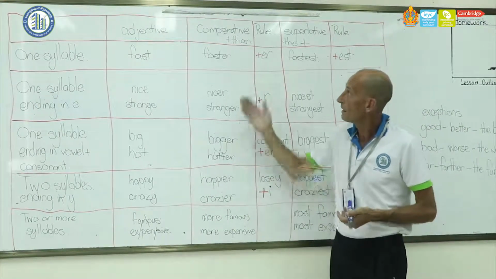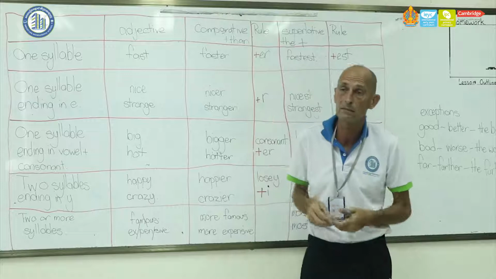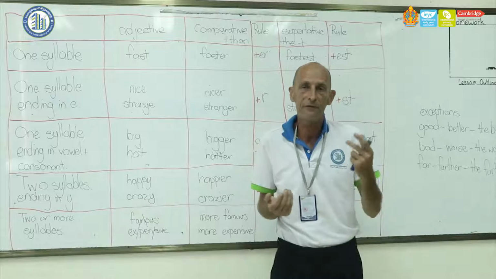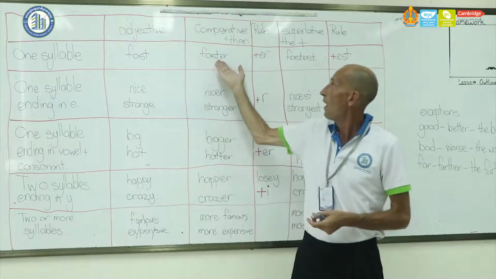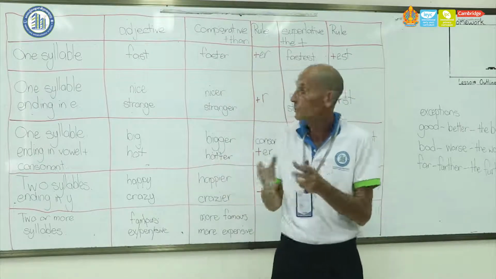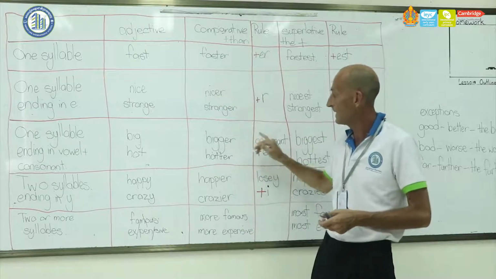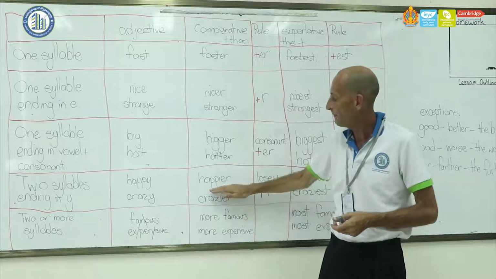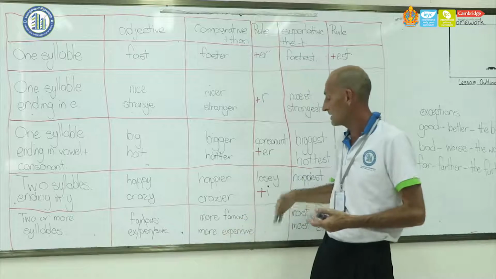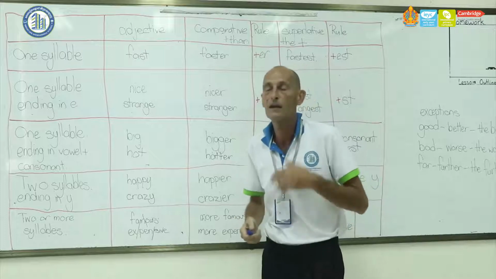Now, when we're doing comparatives, it's faster than, because we're comparing 2 things. You know, we might be comparing a dog and a cat. The dog is faster than the cat. So we use faster than after we compare it with something else. So nicer than, stranger than, bigger than, hotter than, happier than, crazier than, more famous than, more expensive than. We always put than after a comparative.